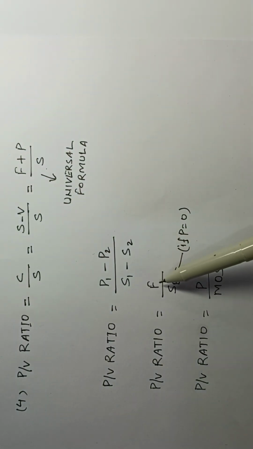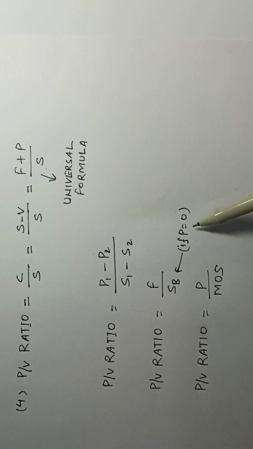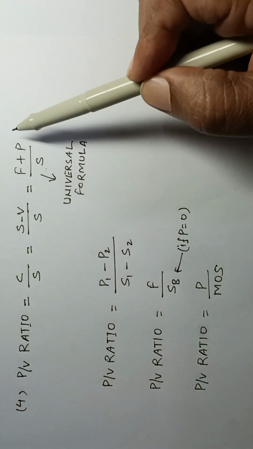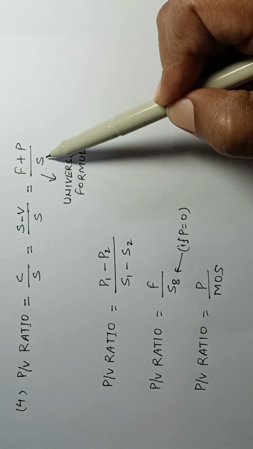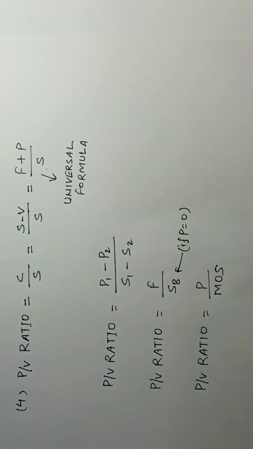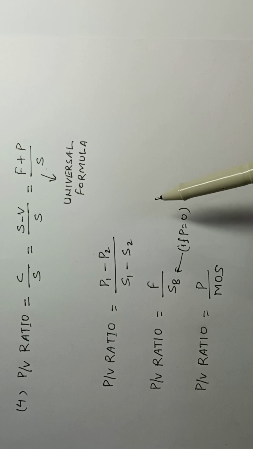PV ratio equal to fixed cost upon BEP sales. If P equal to 0, means this becomes 0 when the sales at BEP, you will divide the fixed cost by sales at BEP. And last one is PV ratio. We can get profit divided by margin of safety. So these are the formula, and with the help of this formula we can solve break-even analysis problems.